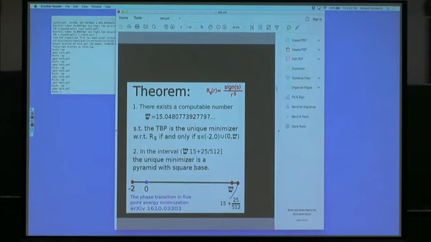Then I also proved that in a slightly smaller interval, the minimizer is a pyramid with square base. I went a little bit further because I wanted to rigorously show that there was this phase transition. Anyway, I wrote a monograph about it, and it's on the arXiv, and that's the monograph.